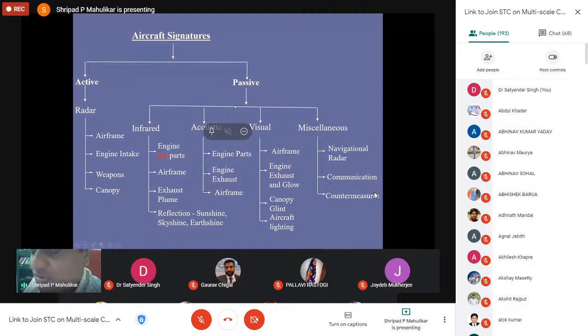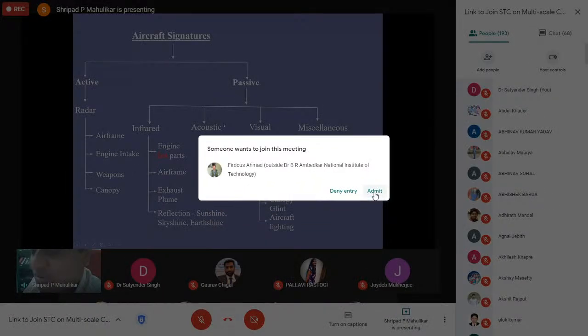The other sources of passive aircraft signatures are acoustic, what we hear: the engine parts, the engine exhaust, and the airframe, because there is a flow over the wings, and the flow over the wings creates vortices, and the vortices are responsible for generating sound. As an example, the engine exhaust generates sounds, and the engine parts also generate sounds because of vibration of the engine parts, what is called vibroacoustics. So these are all sound generation, the acoustic signature, which is passive.